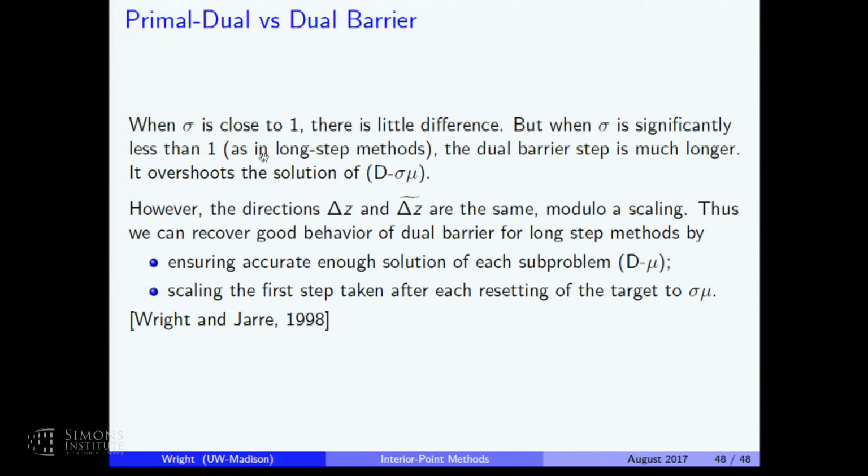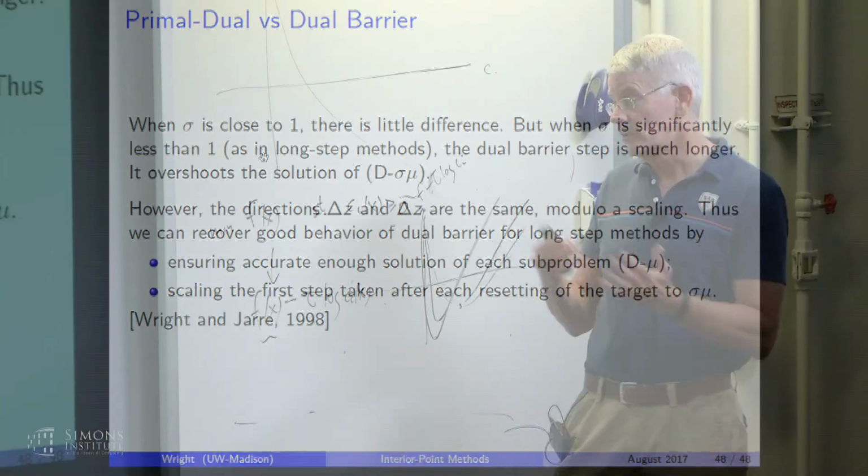I wrote this paper with Yara in the late 90s that showed that you can basically get the dual barrier method to mimic what's going on in the Primal-Dual. Provided you solve the Primal-Dual equations pretty accurately for each value of mu, you get pretty close to the central path. You can take advantage of the fact that the dual barrier direction is kind of in the right direction. As long as you apply the scaling, you'll end up with a very good starting point for the next value of the barrier parameter, which is sigma times mu. So you can sort of exploit the similarity between the Primal-Dual method and the dual barrier method.